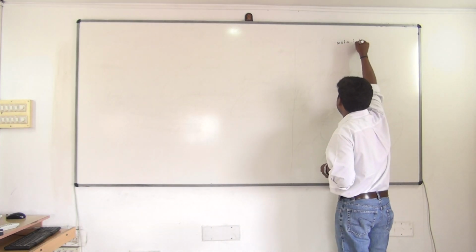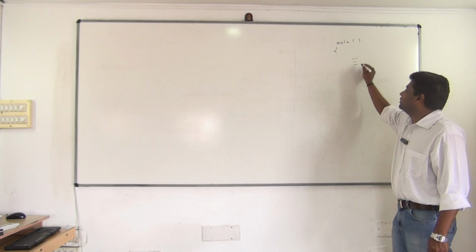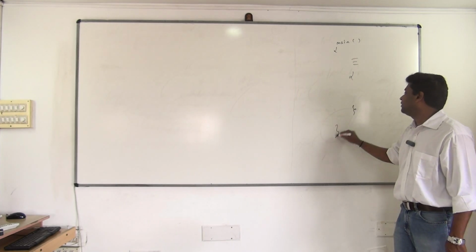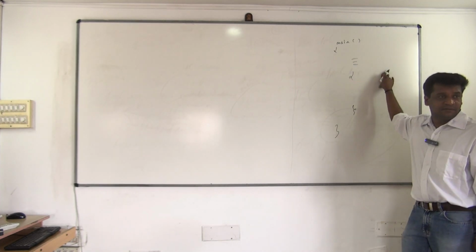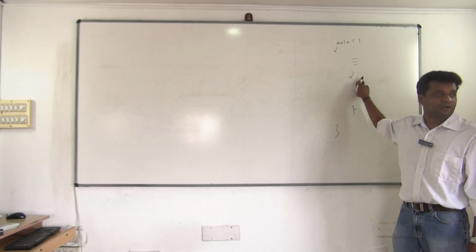See, supposing I have one main method. In main, generally you go on coding, no issues. But if you want, I can open one brace here, and this does not have any name. Notice, it's not having any name. There's no identifier for this. So this is called a block.